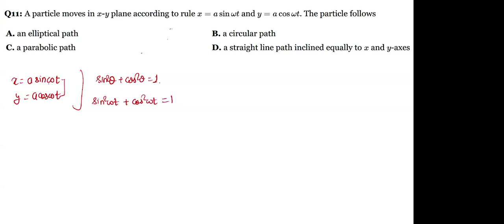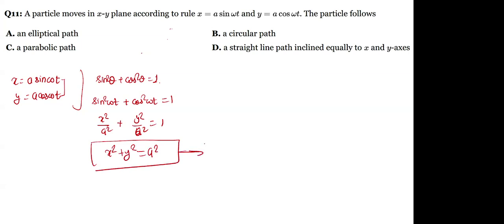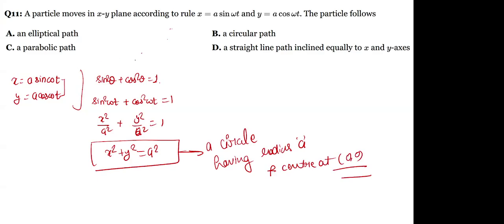You can put down the value of sine square omega t and cos square omega t. It will be x square by a square plus y square upon a square is equal to 1. So what does this equation represent? A circle. This is the equation of a circle having radius capital A and center at origin, which means 0, 0. So the particle will have a circular path.